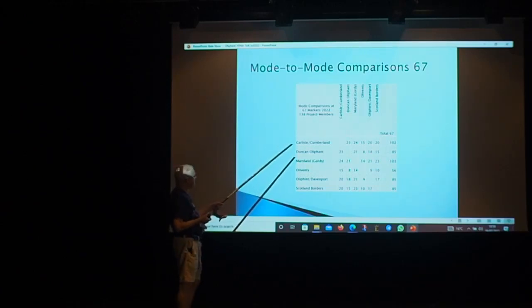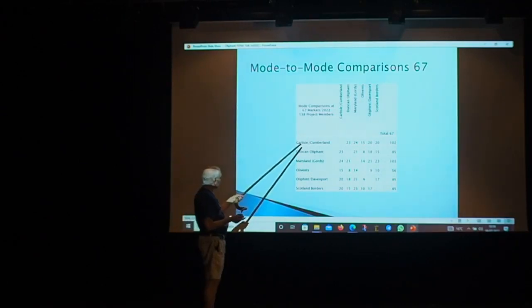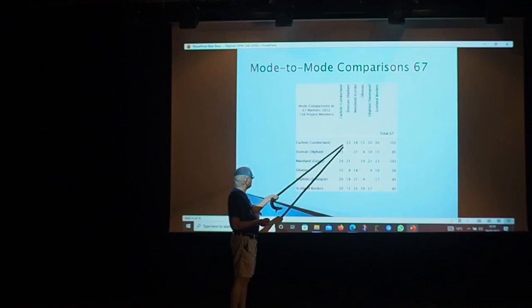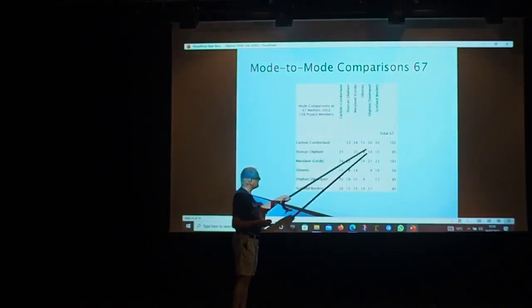In this chart, what I did was compare each of the larger groups, like the Carlisle-Cumberland group to the Duncan-Oliphant group. The modes of those two groups differ by 23. And the mode between Carlisle-Cumberland and Maryland differs by 24. And I just added up those.